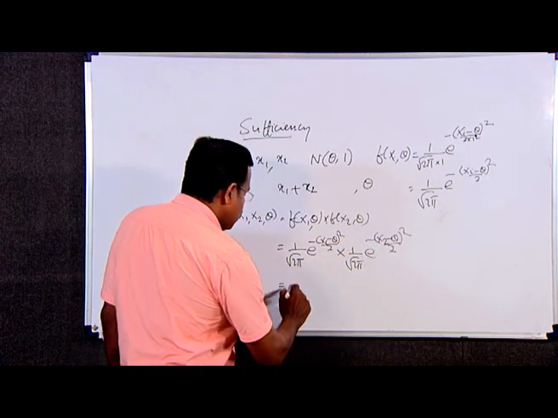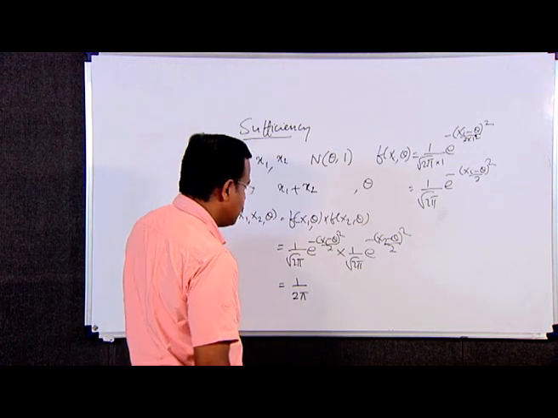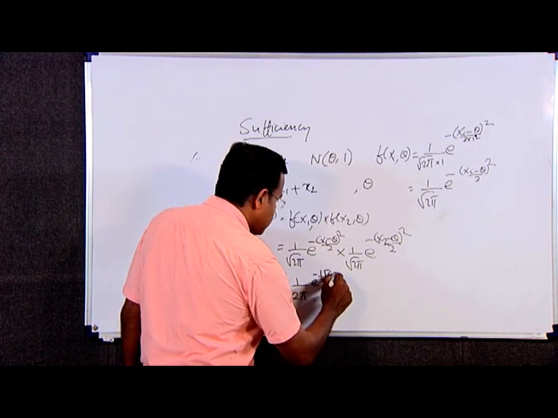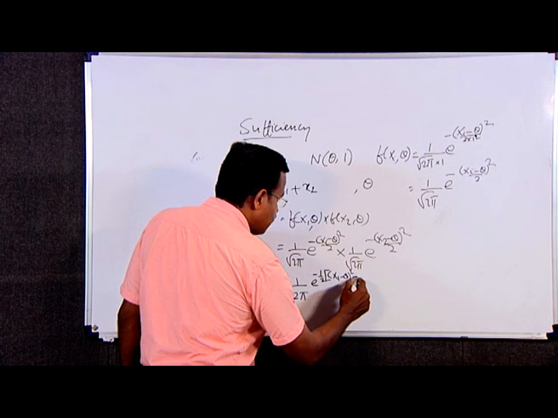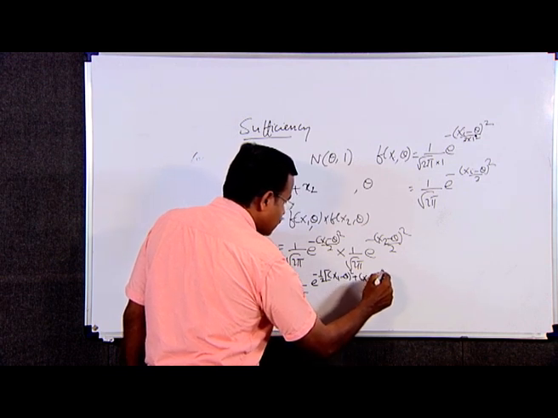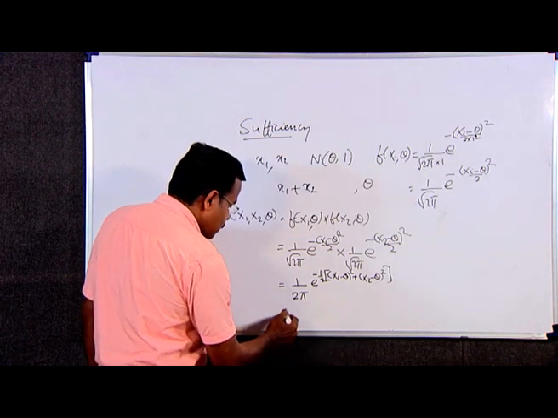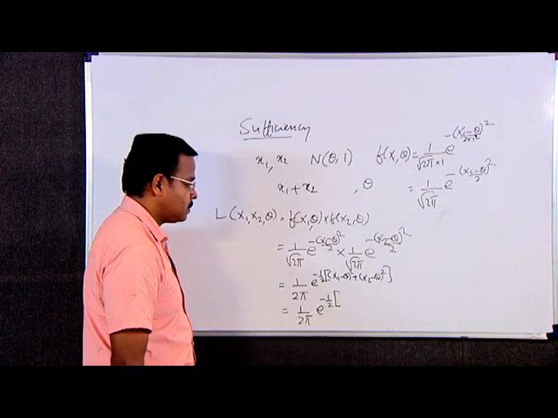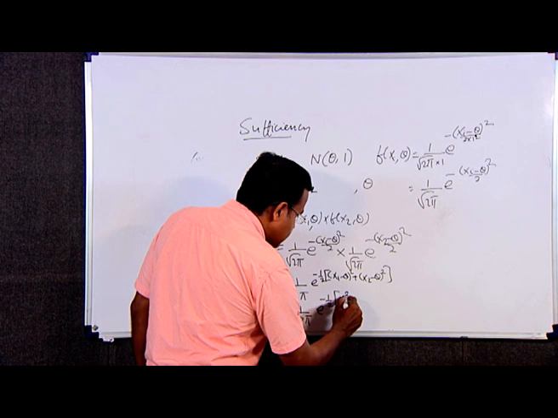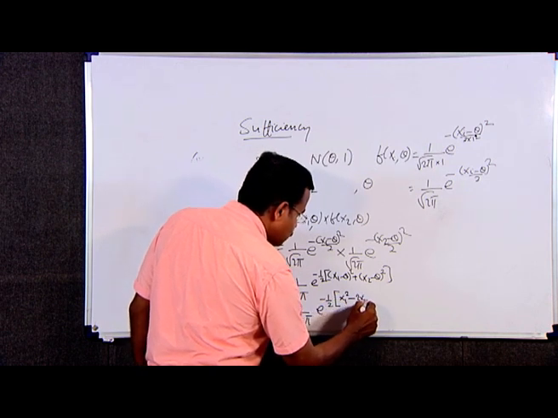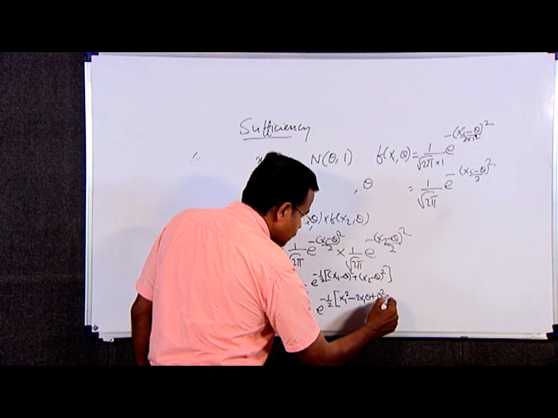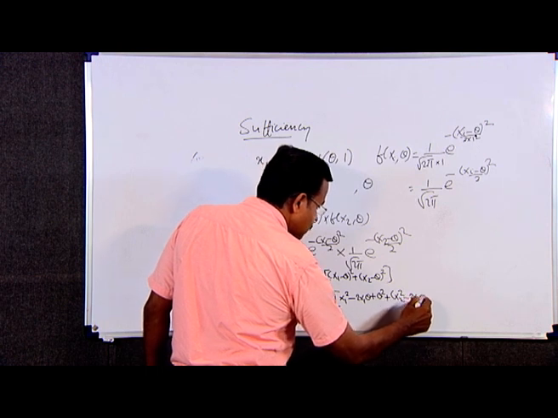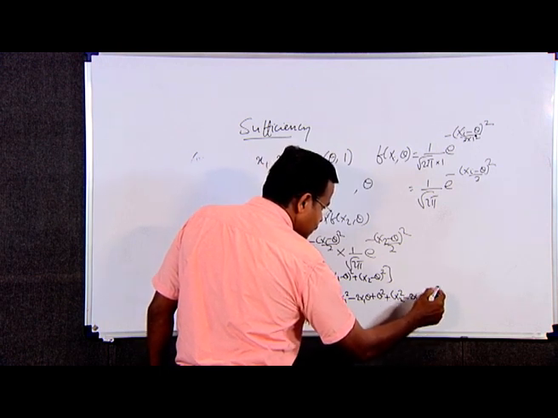That is equal to 1 by 2 pi, then e raised to minus 1 by 2 into x1 minus theta whole square plus x2 minus theta the whole square. That is equal to 1 by 2 pi into e raised to minus 1 by 2 into x1 square minus 2 x1 theta plus theta square, then plus x2 square minus 2 x2 theta plus theta square.